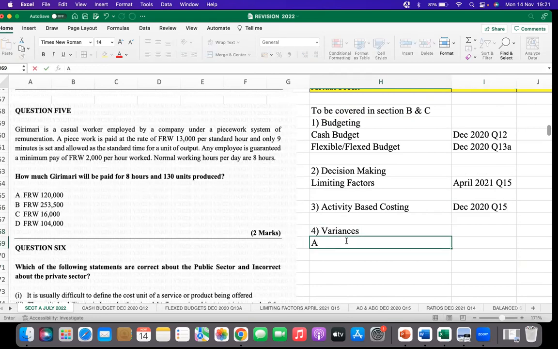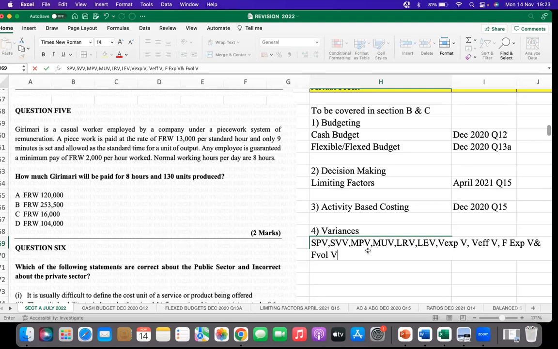Under variances, I'll look at sales price variance, sales volume variance, material price variance, material usage variance, labor rate variance, labor efficiency variance, variable overhead expenditure variance, variable overhead efficiency variance, fixed overhead expenditure variance, and finally fixed overhead volume variance. So those are the variances we will concentrate on.